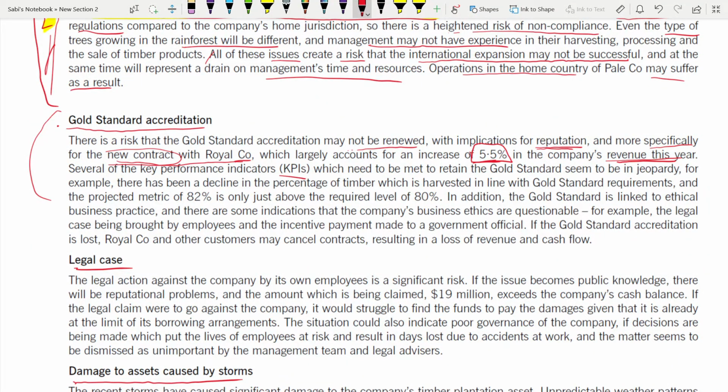So several of the key performance indicators, they are now talking about this one, which need to be met to retain. Okay, remember we had to meet this. It was told there that we have to meet this in order to retain this one. Okay, but is it true? Are we meeting this? For example, there has been a decline in the percentage of timber which is harvested in line with the gold standard requirements. This also they are using from where? From exhibit 4 only, the KPIs. And the projected metric of 82% is only just above the required level of 80%. Okay, they are linking two exhibits here.